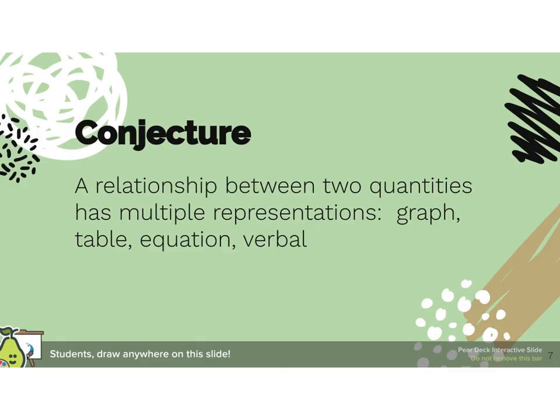So those are the 4 representations, which ties to our conjecture. A relation between 2 quantities has multiple representations. The ones we're going to work with mainly are a graph, a table, an equation, and a verbal representation. When they say the 2 quantities, they mean X and Y, ordered pairs. A relation is a group of ordered pairs, and you can show that group of ordered pairs in many different ways. The ways we're focusing on are a graph, a table, an equation, and words.